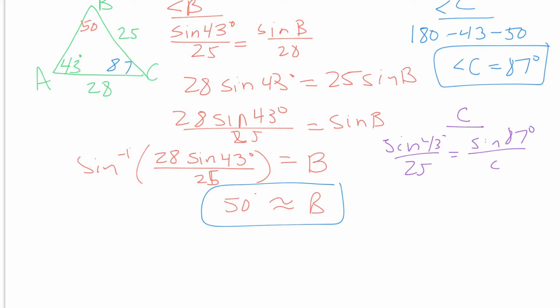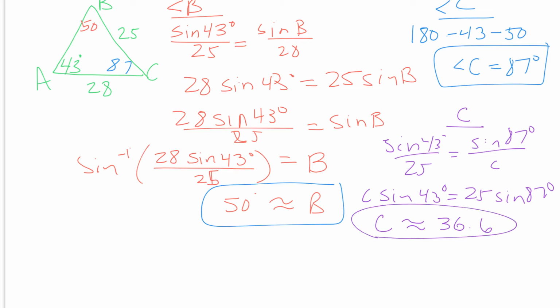So to solve for c, we would first have to cross multiply, and we get c times the sine of 43 degrees equal to 25 times the sine of 87 degrees. And then we just have to divide both sides by the sine of 43 degrees. So c is going to be approximately, so again, you're taking 25 sine of 87 degrees and dividing it by sine of 43 degrees. Try that on your calculator. And what we should get for c is about 36.6 if we round it to the nearest tenth.